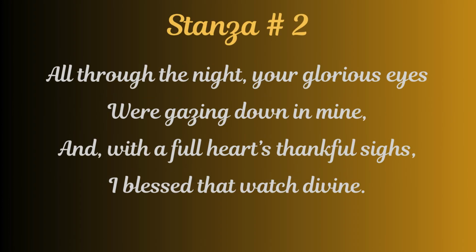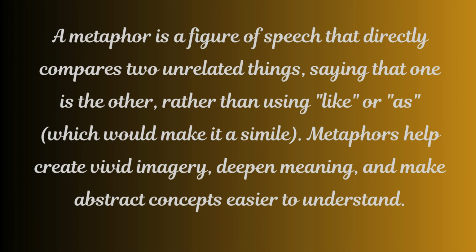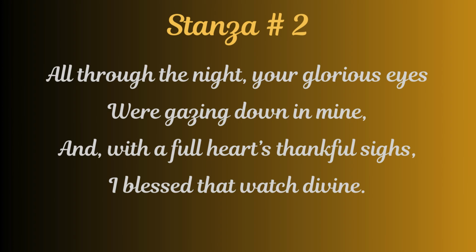Stanza number two is now going to remember the night with the stars. All through the night, your glorious eyes were gazing down in mine. Now, this glorious eyes is an example of metaphor. Metaphor is a figure of speech that directly compares two unrelated things, saying that one thing is another, rather than using like or as. Here, the poet is comparing the shine, the brightness of the stars with glorious eyes. He's using the words glorious eyes instead of the shine, instead of the light of the stars. So that's an example of metaphor.